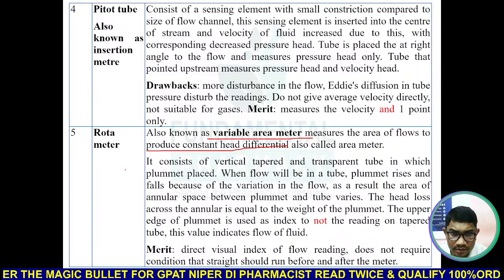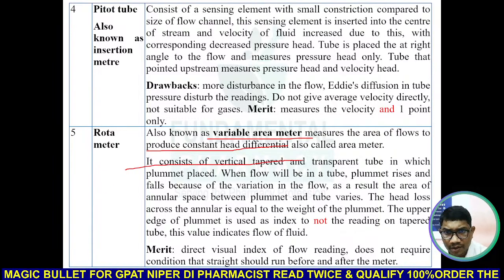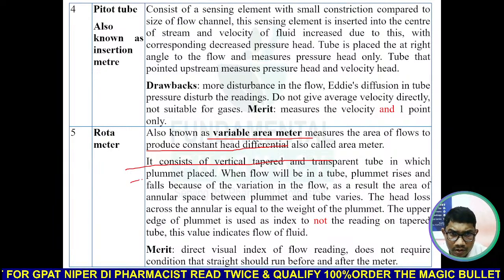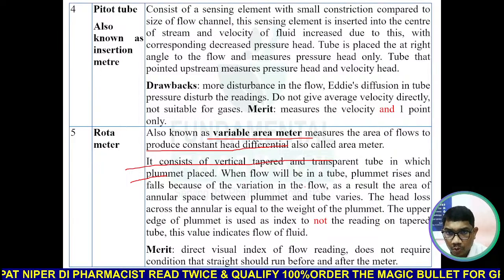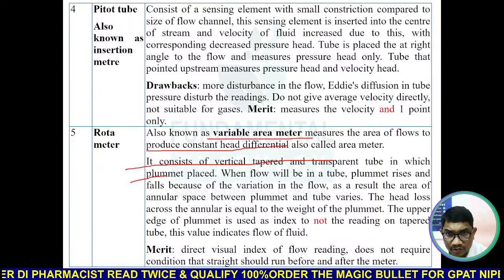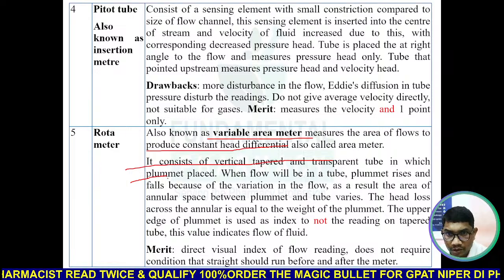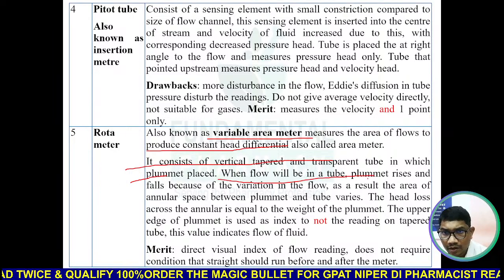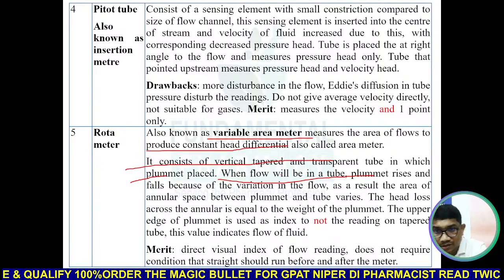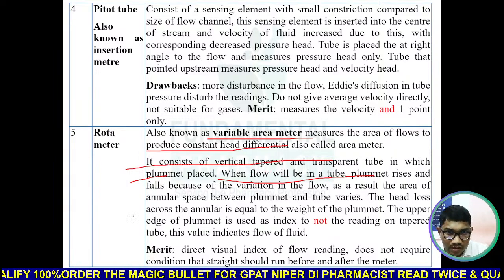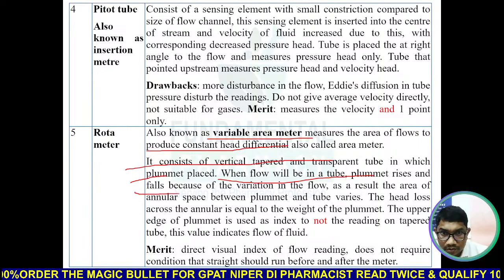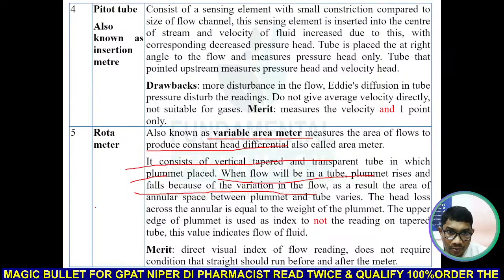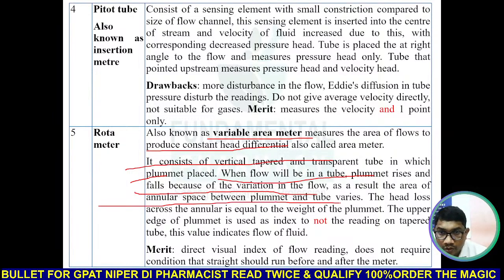Now it consists of a vertical, tapered and transparent tube in which a plummet is placed. When there is a flow in the tube, जब fluid flow होता है tube में, plummet will rise, मतलब plummet का height ऊपर जाता है, and falls due to decrease in the pressure, decrease in the flow. As a result, the area of the annular space between plummet and tube varies.